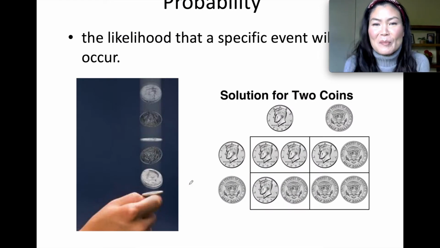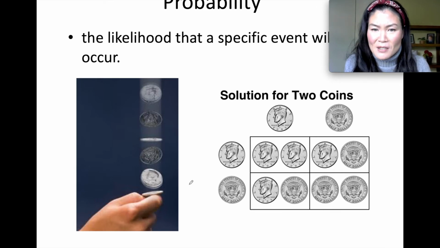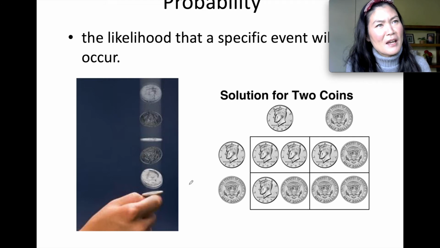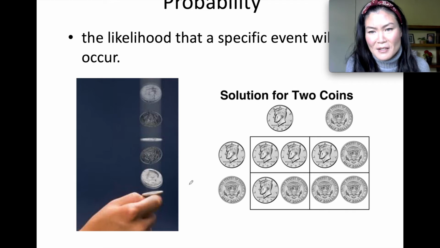Okay, probability. Probability is the likelihood that a specific event will occur. For example, if you flip a coin, you have heads on one side, tails on the other. What's the probability of flipping the coin and getting heads? 50% chance, 50-50 chance, right? So this is a Punnett square. A Punnett square is a large square that's divided into four smaller squares. And those four smaller squares can give you four different possibilities depending on the coins that you're flipping.